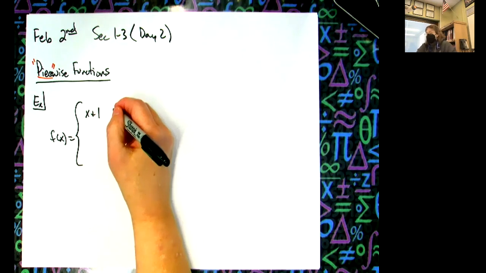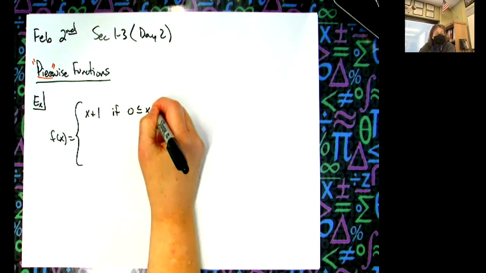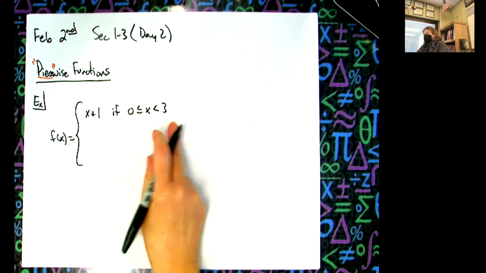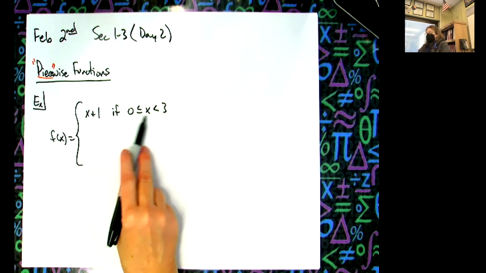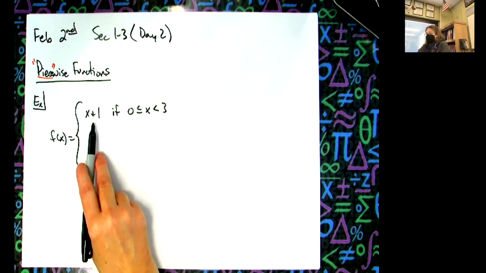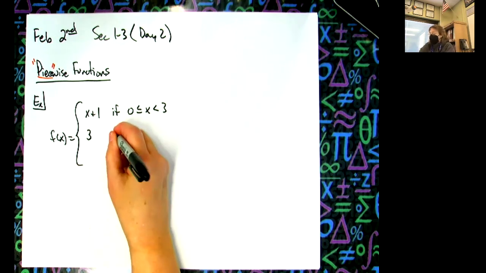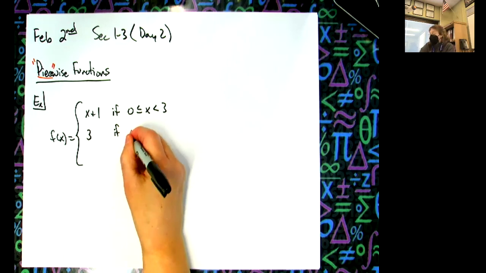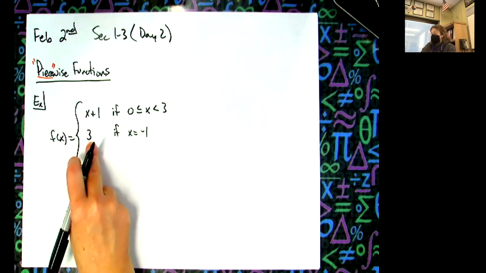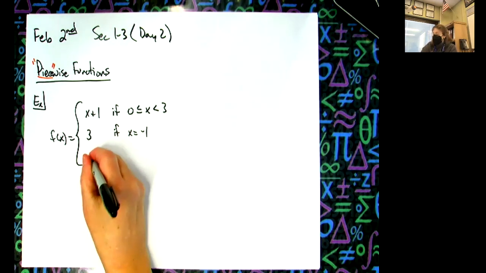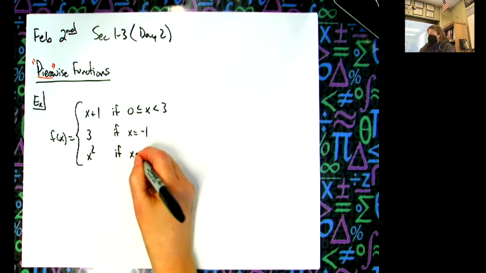So let's say the first piece is x plus 1 if 0 is less than or equal to x is less than 3. And there are always going to be conditions. So here's our first piece, and here are the conditions with which we will deal with this piece of the graph. Let's say we have another piece that just has a 3 here, and it says if x equals -1, again a condition based on this piece of the graph, and then maybe an x squared if x is less than -1.